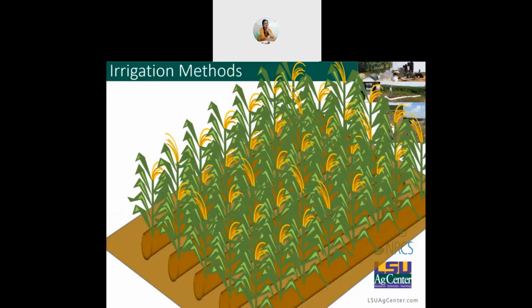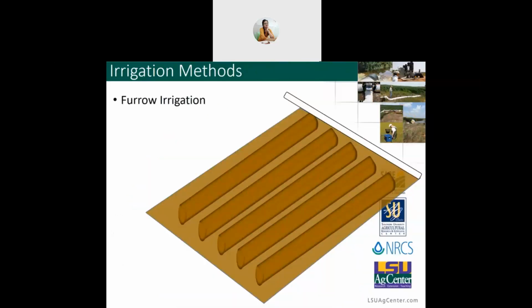So this is a cornfield planted and grown on raised beds. I'm going to remove the cover so that you can see the field. This is what the field looks like with the raised beds, and there is a white polypipe along the edge of the field. This is what typical furrow irrigation looks like in Louisiana.